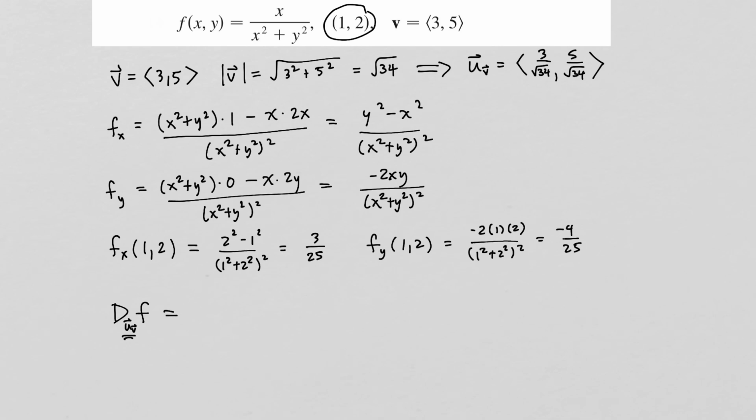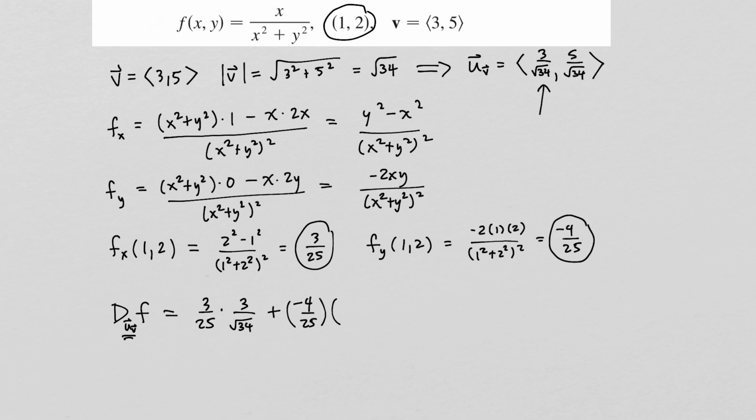This is going to give us the partial derivative with respect to x evaluated at the point 1, 2, which is 3 over 25. We're going to multiply that by the x coordinate of our unit vector, which is 3 over radical 34, plus the partial derivative of f with respect to y, which is negative 4 over 25, multiplied by the y coordinate of our unit vector, which is 5 over radical 34.